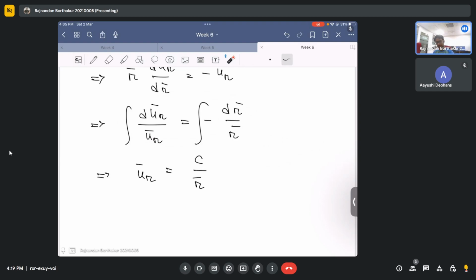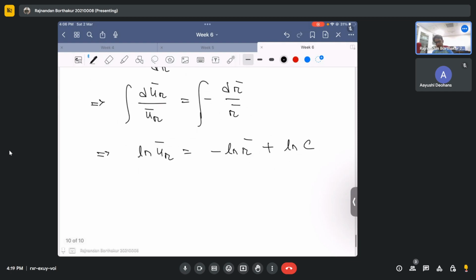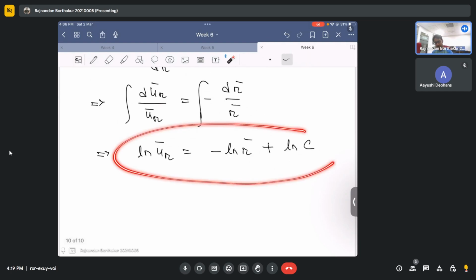Since there is this minus sign, we'll have a denominator term, and that will have a minus term. I'll just do the math here. Just tell me if I'm right or wrong. So if you integrate this, what will you get? You will get ln of u_r bar. And if you integrate this term, you will get minus ln of r bar plus ln of c. Is this step correct or wrong? Can you tell me?